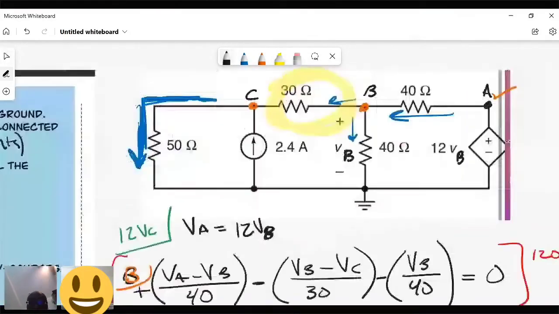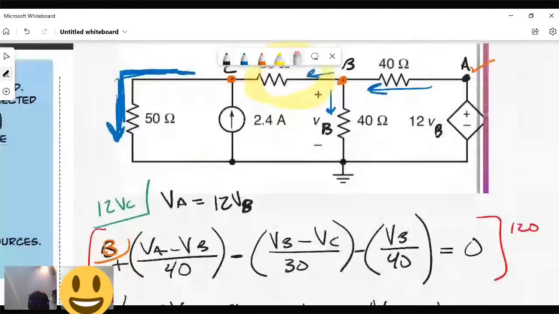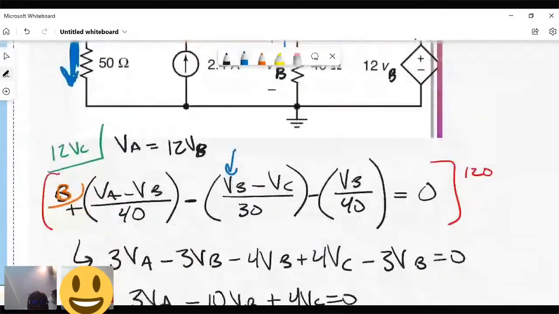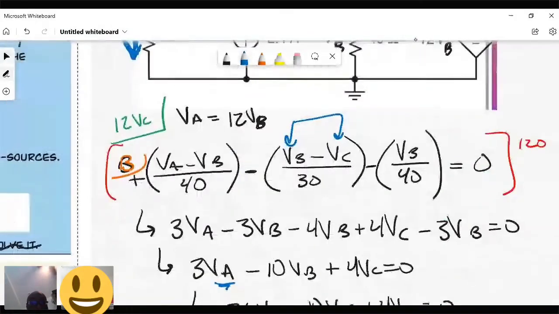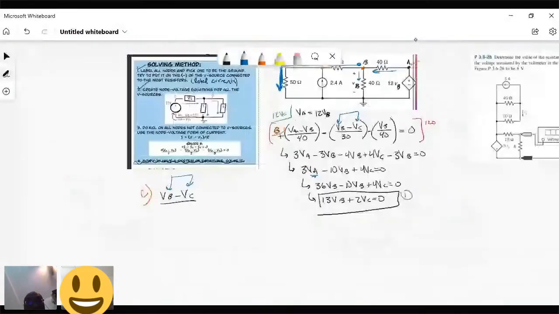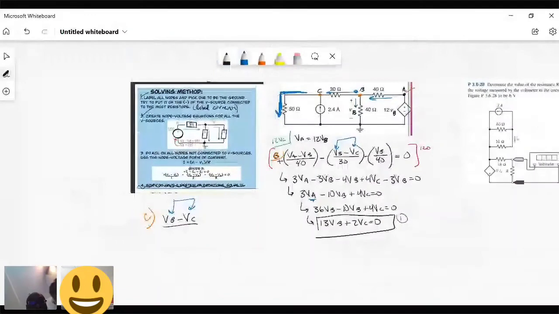That current, no matter what node, look at this. This current starts on B and stops on C. So no matter what, whenever you write that current, start on B, stop on C. It doesn't matter whether it's going into B, out of B, into C, or out of C. It starts on B and stops on C. And so you're going to write that group as VB minus VC over 30. That group stays the same.